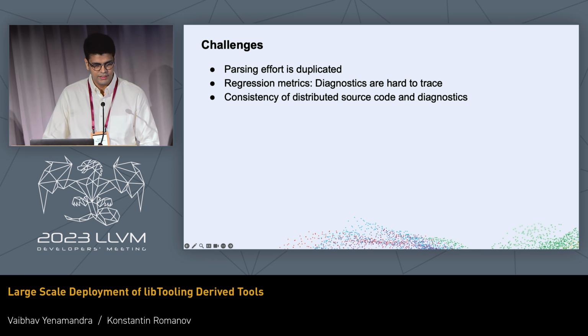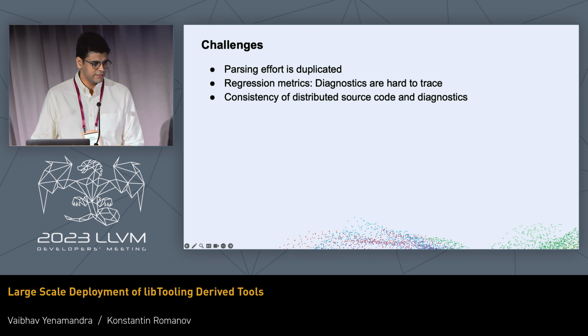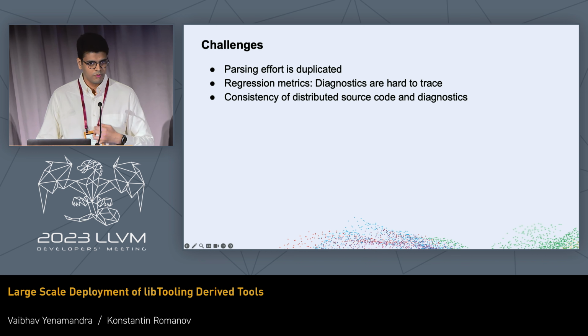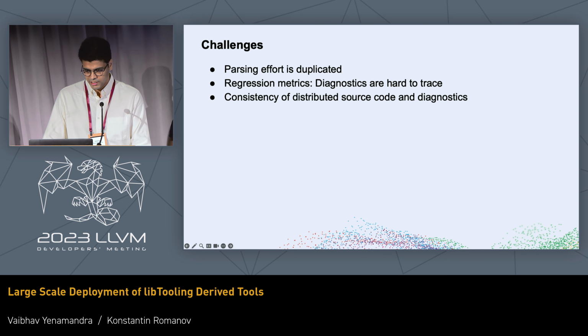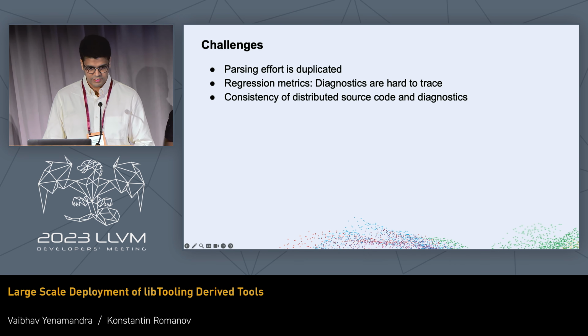So what were the challenges with this? Mainly, we feel that the parsing effort is duplicated, because almost all of the tools that are built using libtooling need to parse the same source code over and over and over again. Something we're looking into to solve this is to use serialized ASTs as potential inputs, but we haven't really looked that deeply into it yet because there are some concerns about stability and hashability.